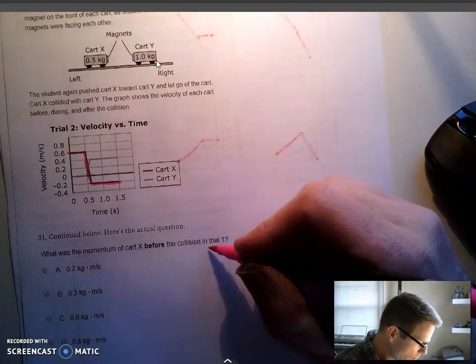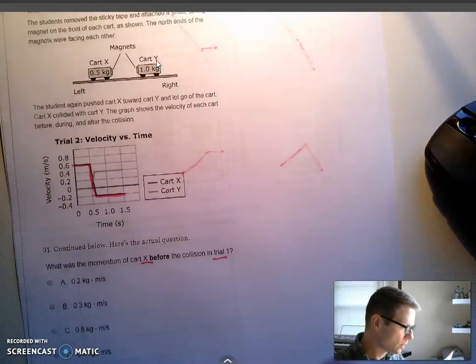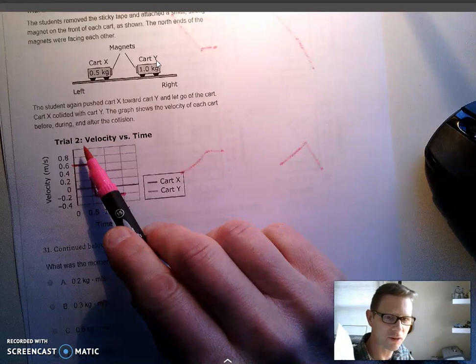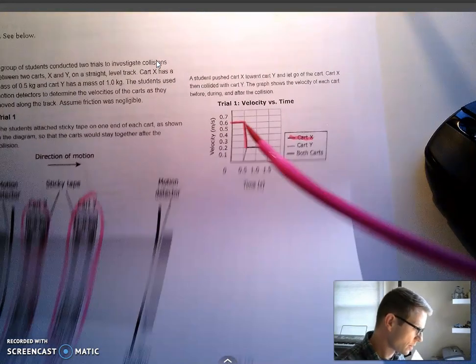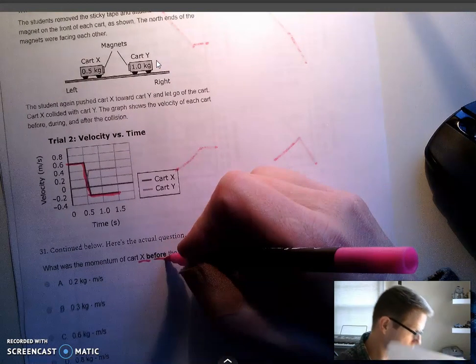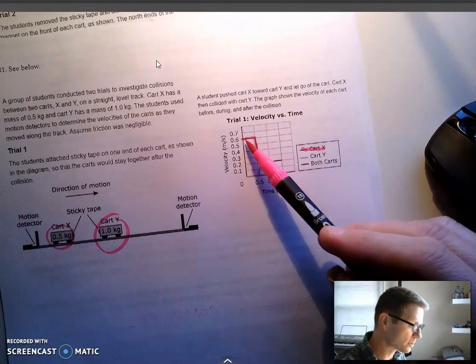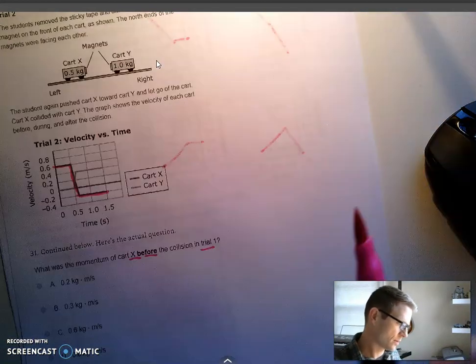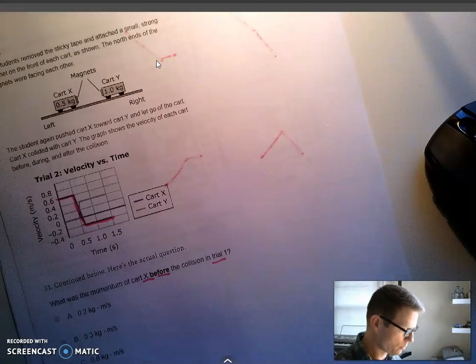Okay, trial 1, cart X. Let me look for trial 1. Cart X. Oh, that's not it. That's trial 2. Okay, trial 1, cart X. And then it says before. Okay, before the collision. Oh yeah, that's right here because this is where the collision happens. So that's 0.6 meters per second.